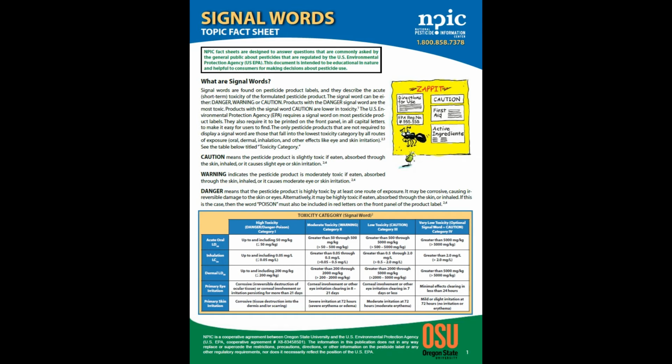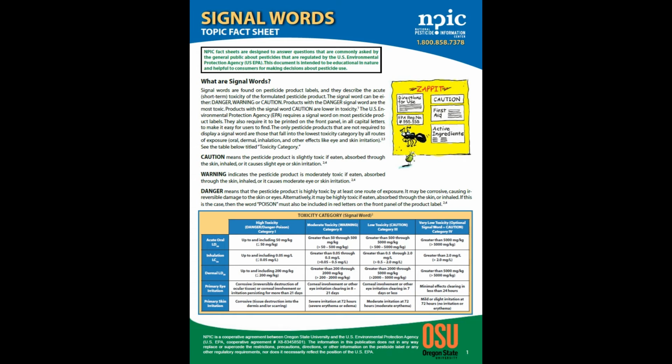Moving on, for a category 4 pesticide, the inhalation LC50 should be greater than 2 milligrams per liter. For a category 1, up to and including 0.05 milligrams per liter. As for the dermal LD50 of a category 4 pesticide, greater than 5,000 milligrams per kilogram is needed.